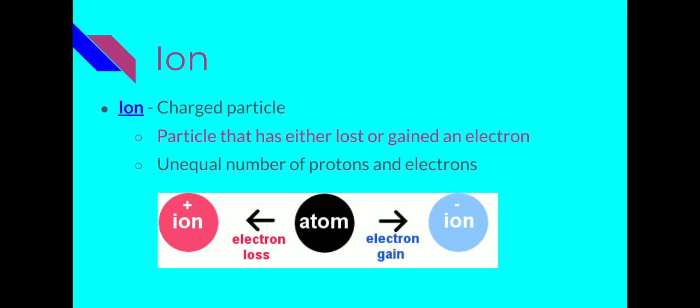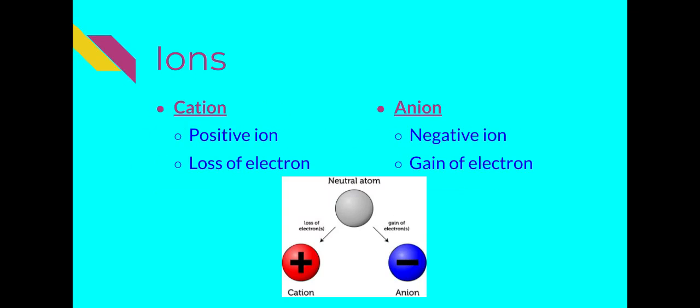Now, what an ion is. An ion is a charged particle, or another way to say this, it's a particle that has either lost or gained an electron. There's an unequal number of protons and electrons now, which is causing either a positive or negative. So again, I just mentioned this. You have cations and anions.